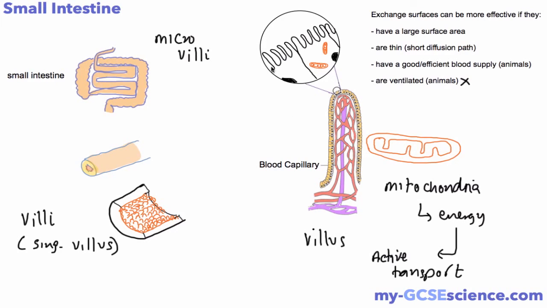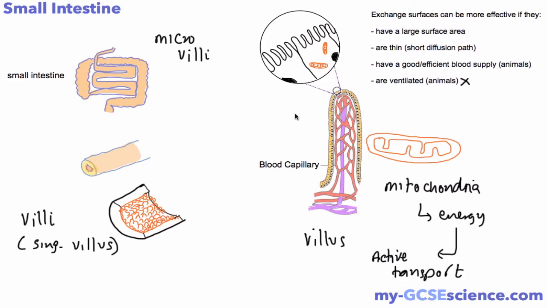And you can imagine that there are substances in the food that have been digested that need to be pulled into the blood by active transport, because you want to get as much of that in as possible, and sometimes that means going against a concentration gradient. Okay, so that's a summary of exchange surfaces.